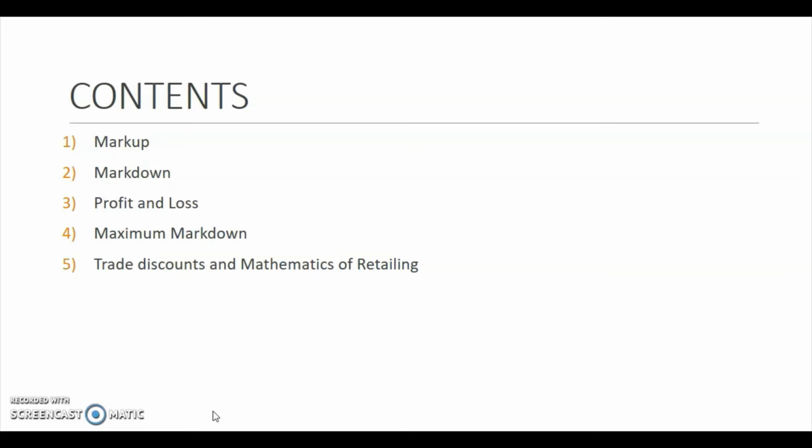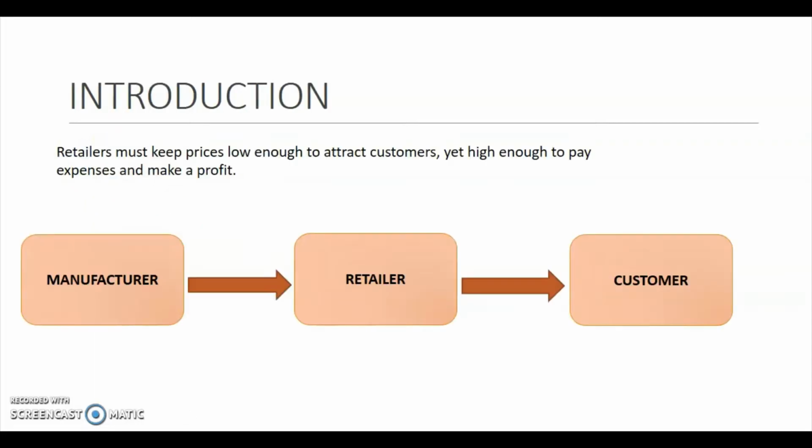These are the 5 important subtopics in this chapter. In this video, I'm going to focus on the first subtopic, the markup. For your information, topic 7, markup and markdown, is under the concept of mathematics of retailing. As a retailer, we must keep prices low enough to attract our customers, yet high enough to pay expenses and of course to make a profit.